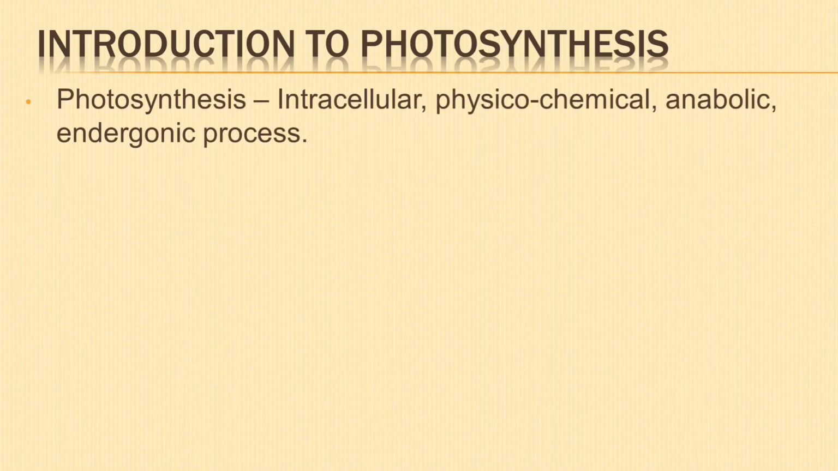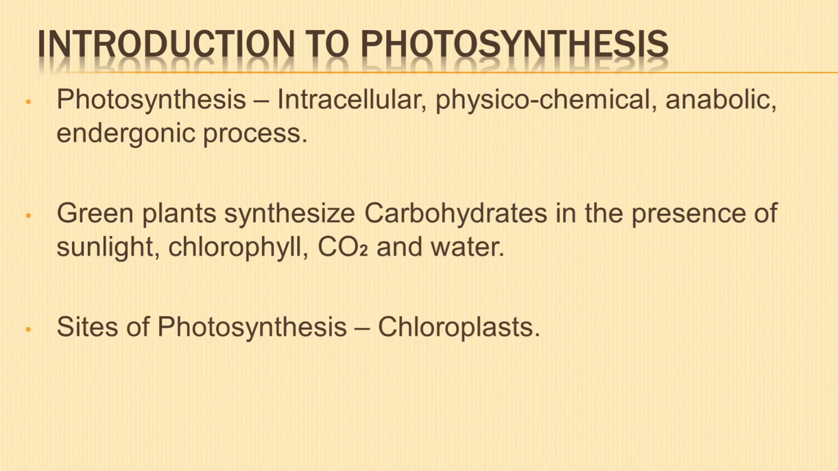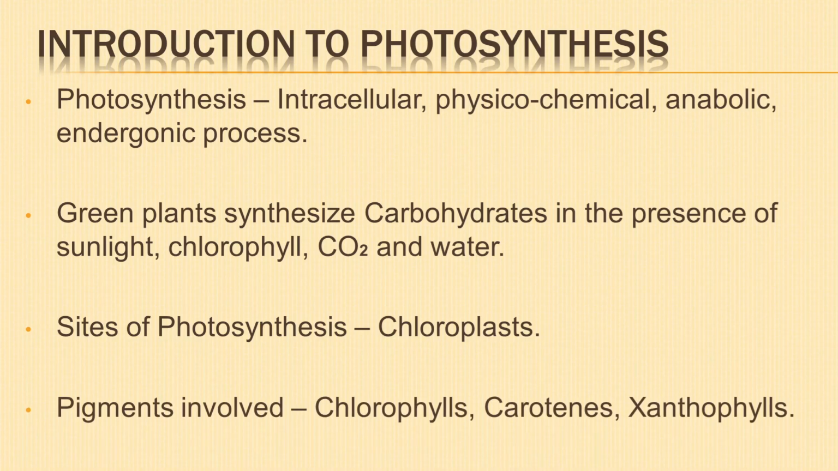Photosynthesis is defined as an intracellular, physico-chemical, anabolic, endergonic process by which green parts of the plants synthesize carbohydrates in the presence of sunlight, chlorophyll, carbon dioxide, and water. Oxygen is given out as a byproduct. Chloroplasts are the sites of photosynthesis. Pigments involved in photosynthesis are chlorophylls, carotenes, and xanthophylls.